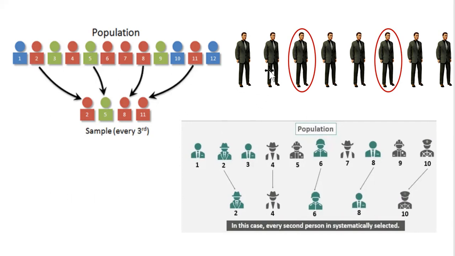Next, we have 1, 2, 3, 4, 5, 6, 7, 8 members, and we're selecting every third one, starting with element number 3. So that results in a sample size of 2. And in the next example, we are selecting every second person out of 10, starting with person number 2. And that results in 4 people out of 10.